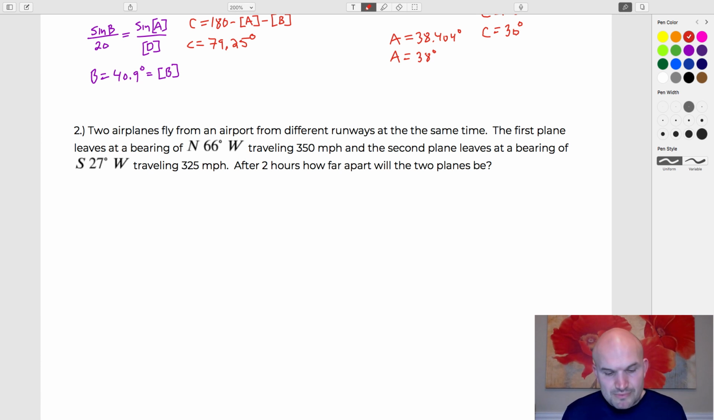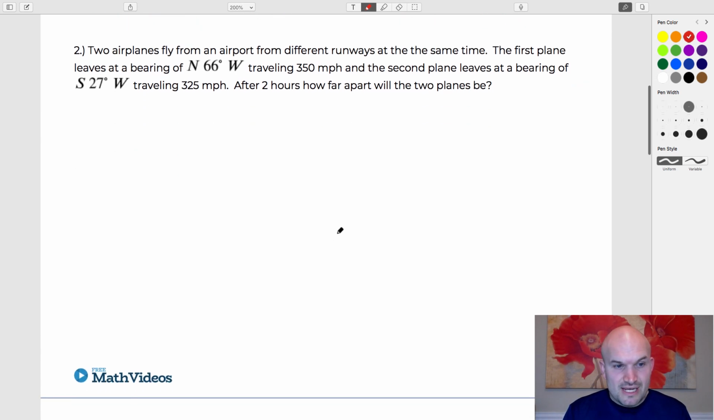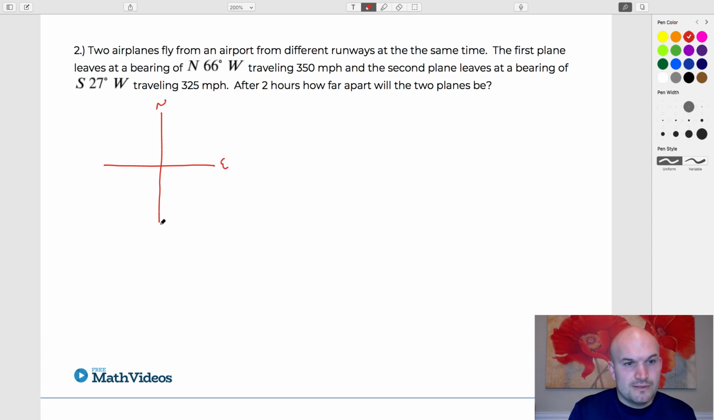All right, for word problems, we spent a lot of time on them the first day of this chapter. The main thing I told students to do was first just draw the scenario. So we're going to have a little fun doing our north, east, south, west. Let's do the first plane. It is north 66 degrees west, so that's going to look something like that. There's your angle, 66 degrees. The second plane, here's the airport by the way, is leaving at south 27 degrees west.